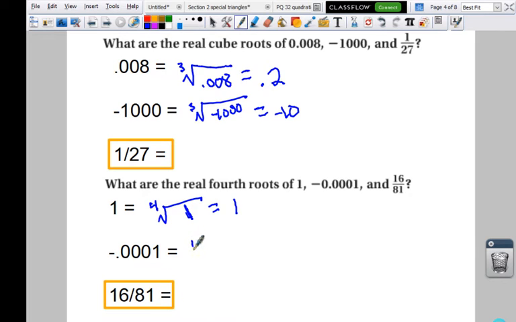Alright, how about the next one? The fourth root of negative 0.0001. It's undefined. On this one, my index is even, right? It's just like with square roots. Can you take a square root or a fourth root of a negative? No. So for this one, I'm just going to say no solution. We're not going to worry about imaginary numbers right now. But if it wasn't negative, then you can do it.